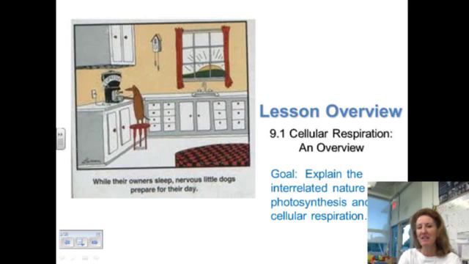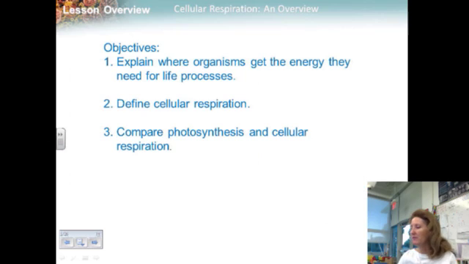The goal is to explain the interrelated nature of photosynthesis and cellular respiration. All right, moving on. Our objectives are: 1, to explain where organisms get the energy they need for life processes; number 2 is define cellular respiration; and 3, compare photosynthesis and cellular respiration.